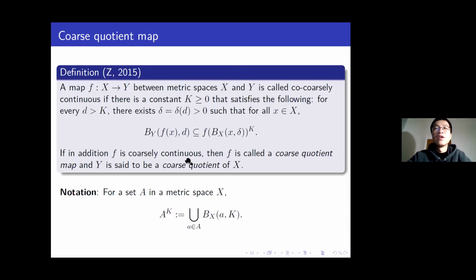So that for every x, the ball in Y centered at f(x) with radius d is contained in the k-neighborhood of the image of the ball centered at x with radius delta. For coarse quotient, the definition is, similarly, coarsely continuous plus co-coarsely continuous. And here, the k-neighborhood of a set A is just the union of all closed balls with radius k, where the centers are taken from set A. If you are not familiar with these notions, it's okay.